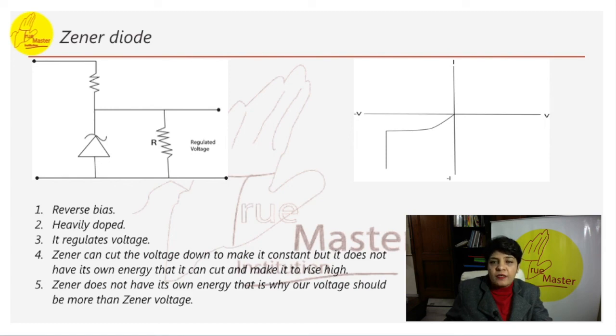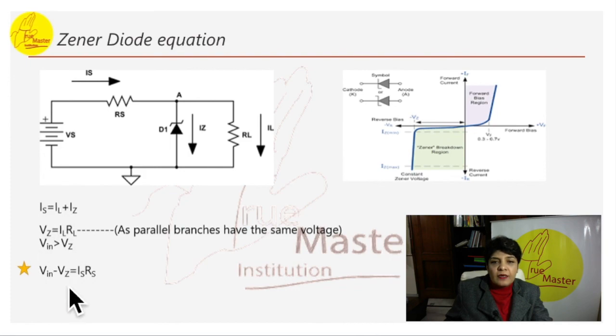equation here, the Zener diode equation. Here if you see, VZ equals IL RL, as parallel branches have the same voltage. So if the input voltage is more than the voltage VZ from the Zener, then this will be equal to IS RS. Okay, so what we have understood is that the current will become steady. Our voltage that we require.